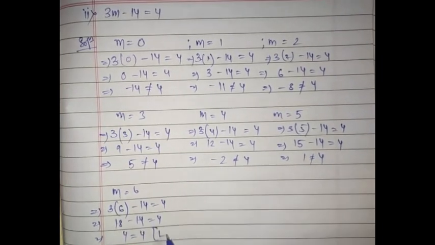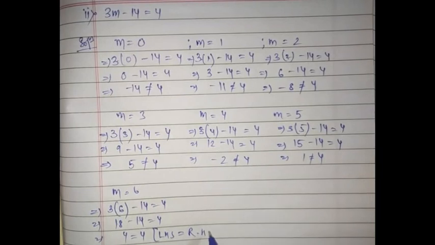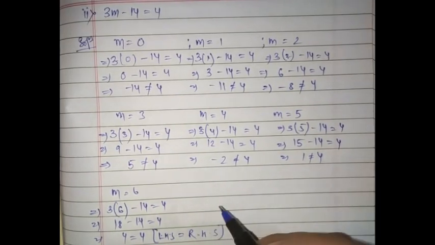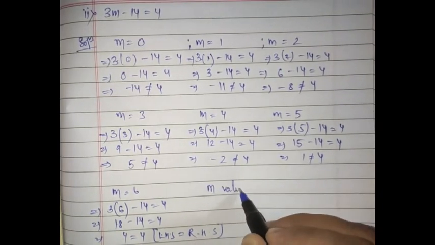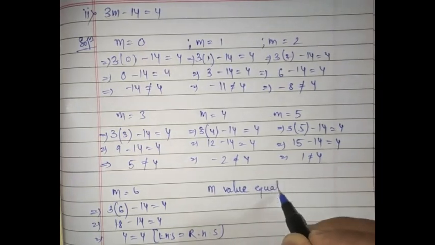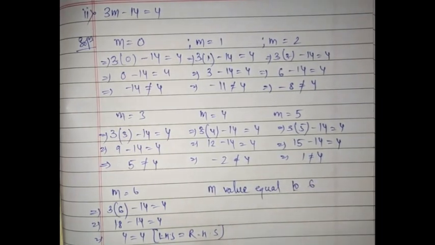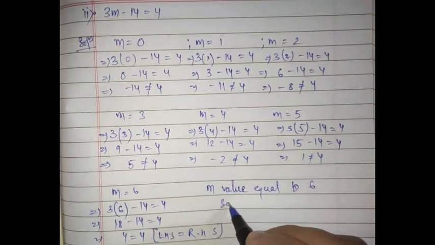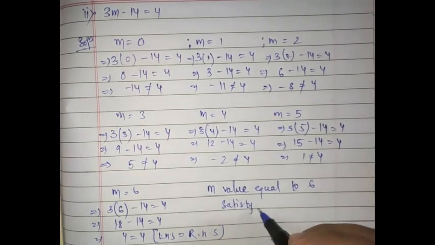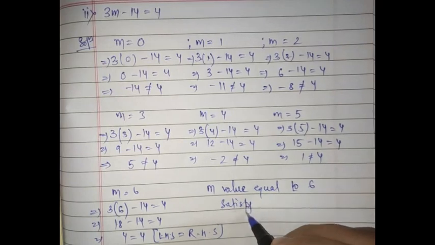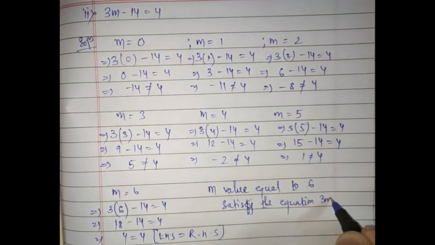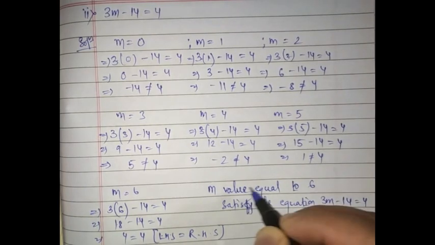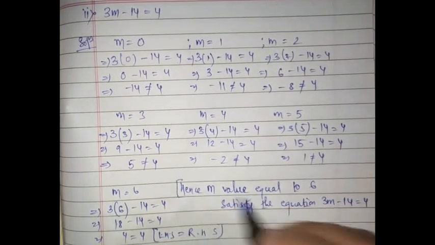So here LHS is equal to RHS, left hand side and right hand side are equal. So we will consider that m value equal to 6 satisfies the equation 3m - 14 = 4. Okay, so we can write hence m value like this.